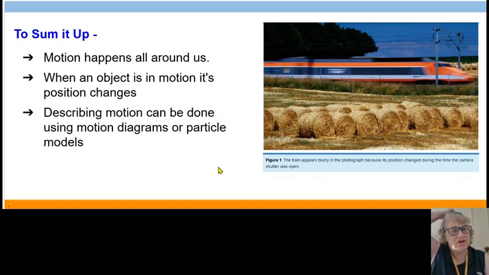Okay, so to sum it up, motion happens everywhere. When an object is in motion, its position is changing. And then describing the motion can be done using motion diagrams or the particle model.